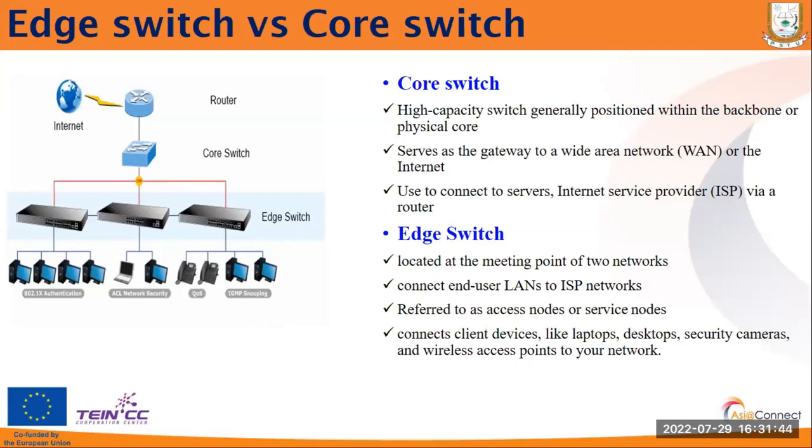Now we can say something about edge switches. An edge switch is a switch located at the meeting point of two networks. At the meeting point, right? This switch connects the end user LAN, that means the local area network, to the ISP. Again, I am repeating this, please listen carefully. That means the switch connects the end user LAN, local area network, to the internet service provider network. It is referred to as an access node or service node.